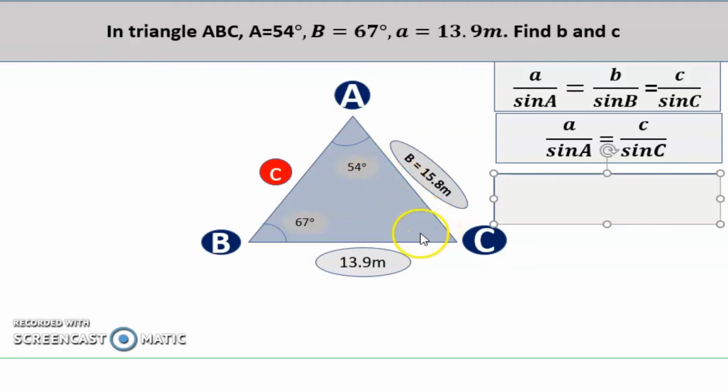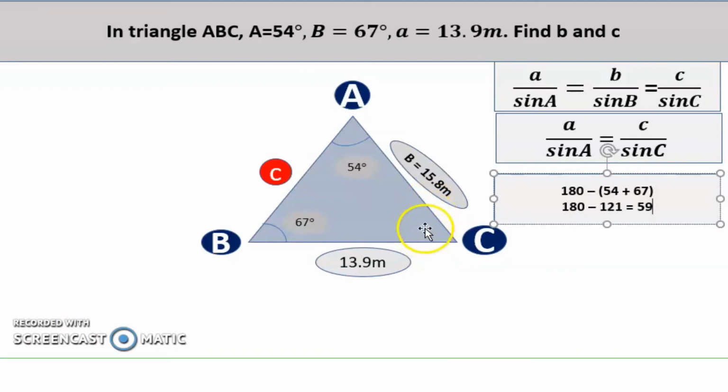So looking for this angle, how do we get it? It becomes 180 degrees minus the addition of 54 degrees plus 67 degrees. So this now becomes 180 degrees minus 54 plus 67. If you add them up, you are going to get 121 degrees. So 180 minus 121 degrees will be equal to 59 degrees. So our angle C is equal to 59 degrees.